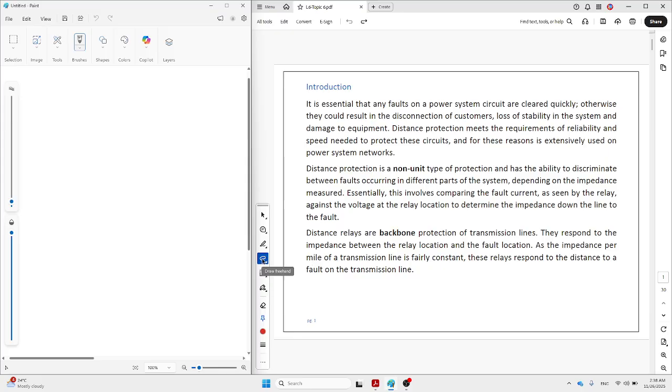So the name of the relay comes in a way that we call it distance relay, but in the real application, are we really going to measure the distance by this relay? Meaning, okay, at 5 kilometers away from this relay we have a fault. Is it possible for this relay?